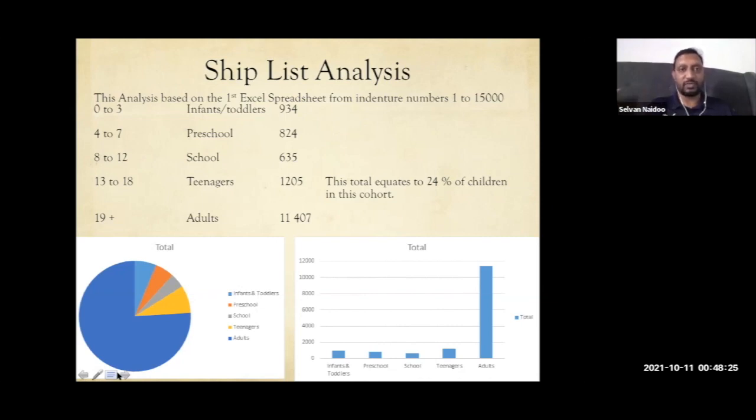So between an infant age, there were 934. This is between 0 and 3. Preschool going children, 824. School going, 635. Teenagers, 1,205. And this equates to 24% of this first cohort. In the bigger paper, I'll present the whole lot of between the 152,000 that will give us numbers in terms of this particular breakdown.